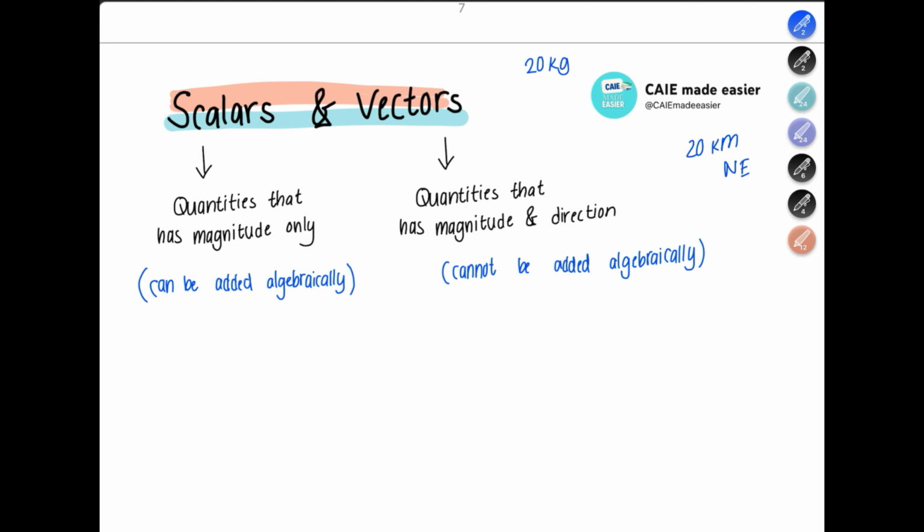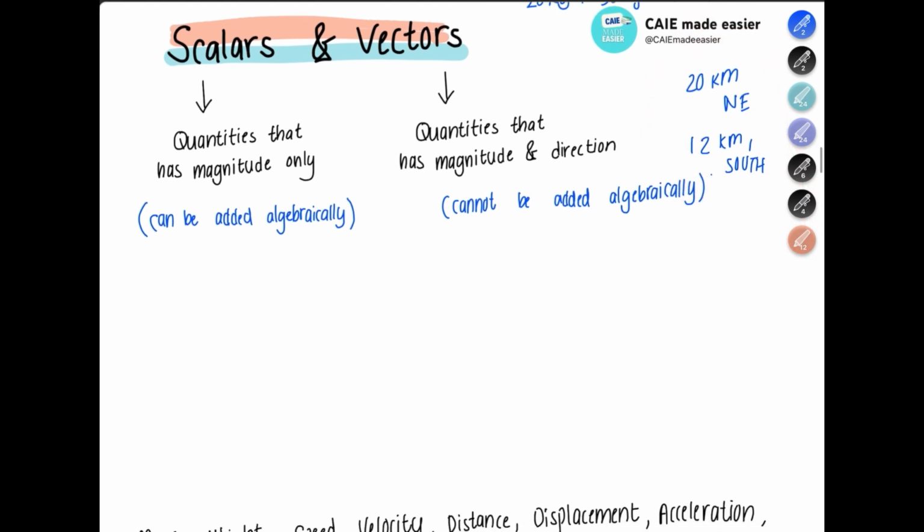One more difference between both of them is that scalars can be added algebraically. For example, 20 kilogram plus 30 kilogram equals 50 kg. But what about vectors? You cannot add them algebraically. For example, 20 kilometer northeast and let's say 12 kilometer south. Can you add them? You can't actually, because they have different direction. There are different rules when you have something like this, and we'll explore that further.